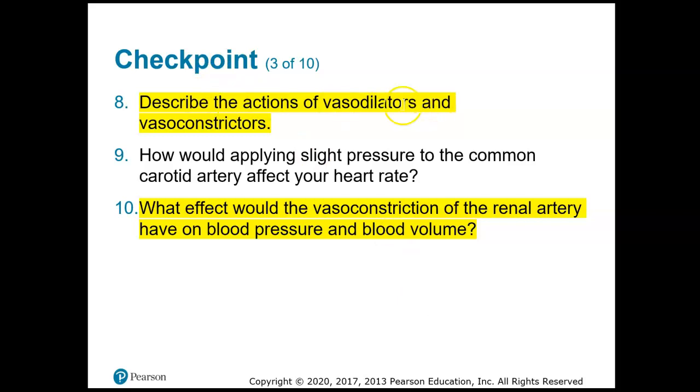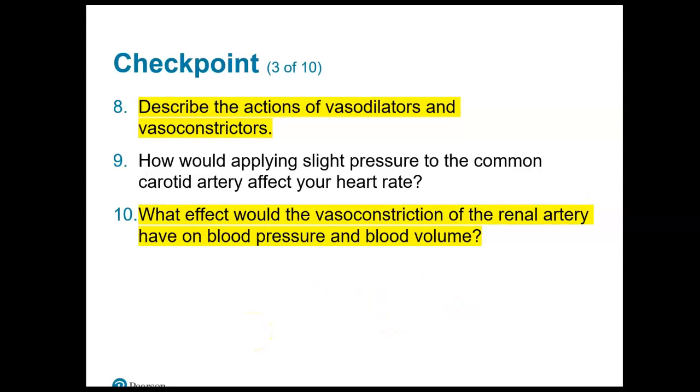Describe the actions of vasodilators and vasoconstrictors. So a vasodilator is some kind of chemical that causes blood vessels to dilate, and that will lead to lowering of blood pressure. Vasoconstrictors will raise blood pressure. What effect would vasoconstriction of the renal artery have on blood pressure and blood volume?